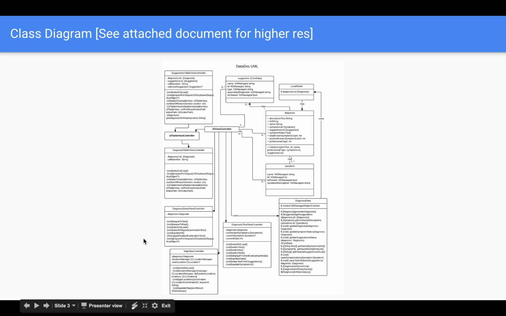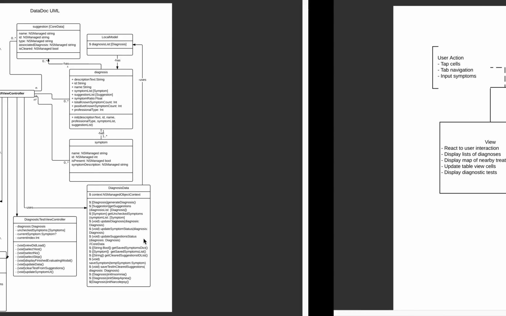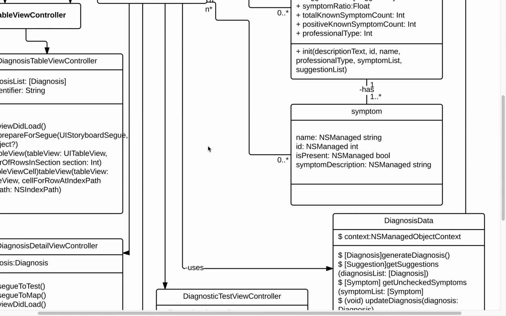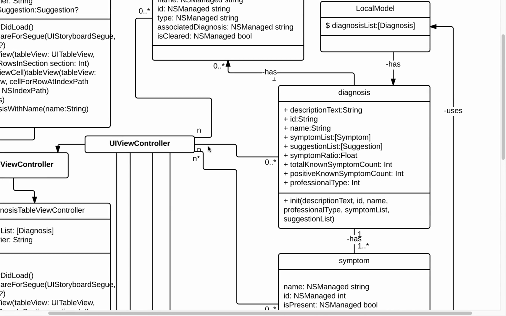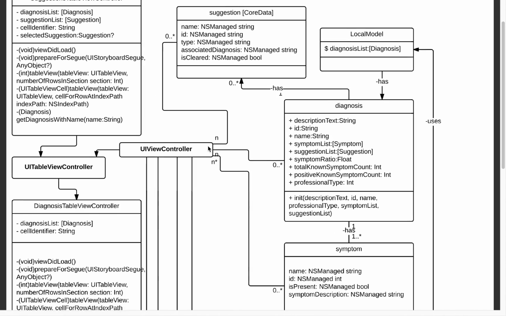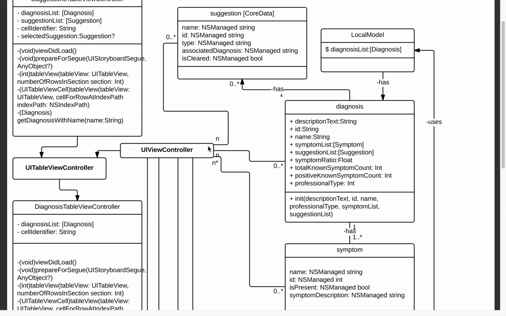So this class diagram is a little small, so I'll move into a bigger one. The idea behind this is that we have three things that we're really modeling as data. First, we have the diagnosis. The diagnosis consists of a name and an ID and a description, as well as a list of symptoms associated with that diagnosis and a list of suggestions that the user has not completed yet.